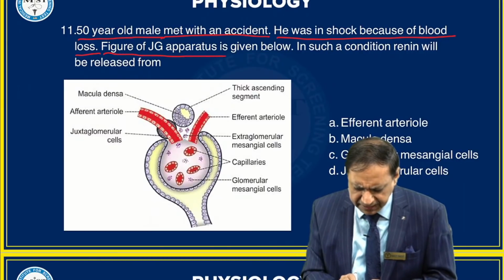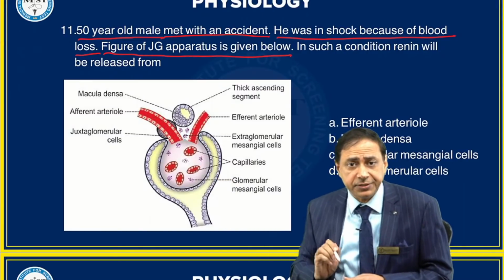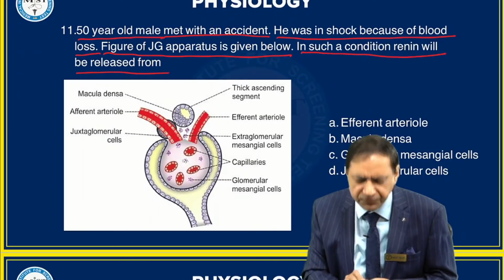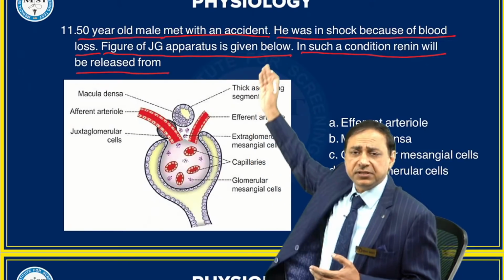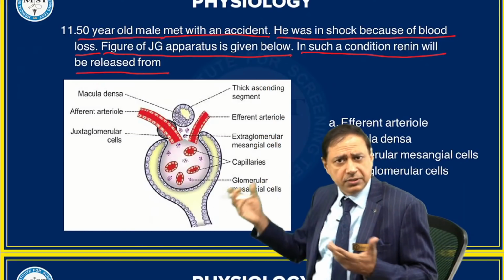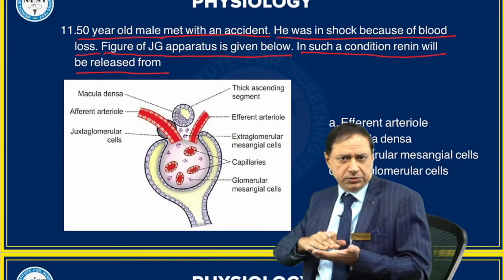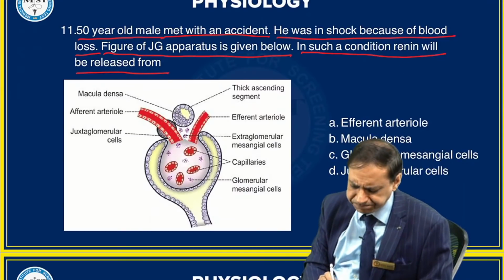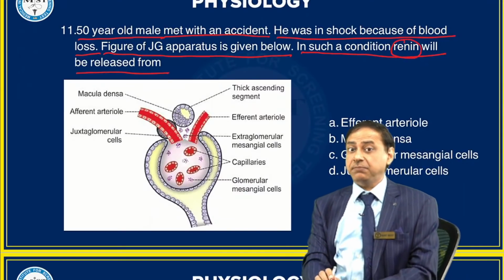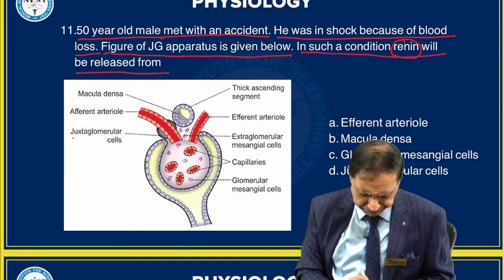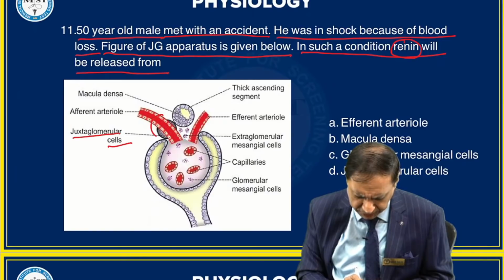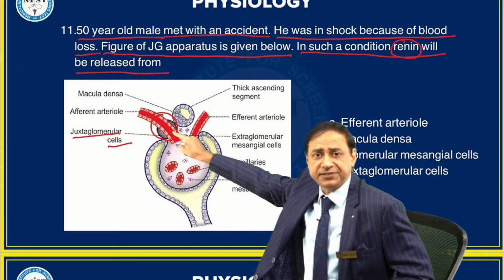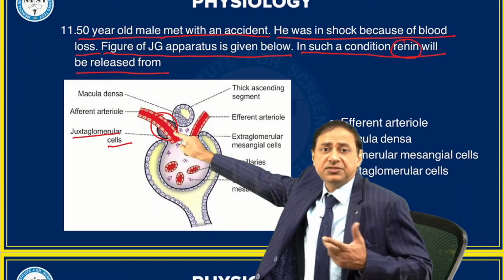The figure of JG apparatus is given below. This is JG apparatus. In such a condition, the renin will be released. Obviously, here you have hemorrhage. Because of the blood loss, the BP falls. When the BP is low, renin is released from JG cells, juxtaglomerular cells. These are juxtaglomerular cells, JG cells. This will release renin.